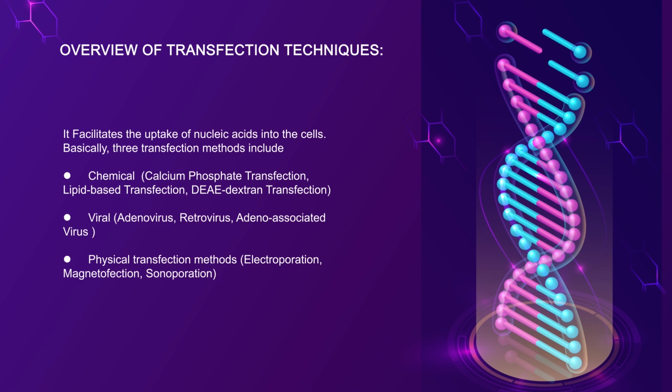In chemical transfection methods, calcium phosphate transfection, lipid based transfection and dextran transfection are the common methods which are applied. Chemical transfection methods are relatively simple, cost effective, and widely applicable to different cell types. However, they can exhibit lower transfection efficiency and may induce cytotoxic or inflammatory responses in the cells.